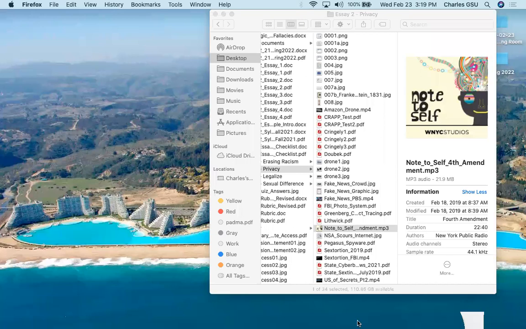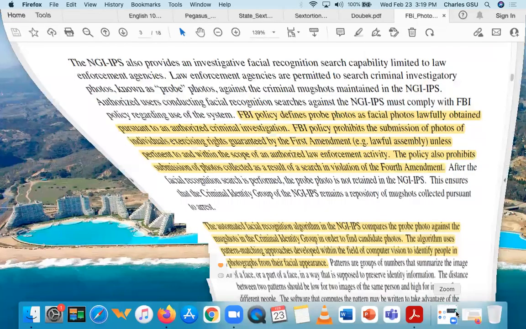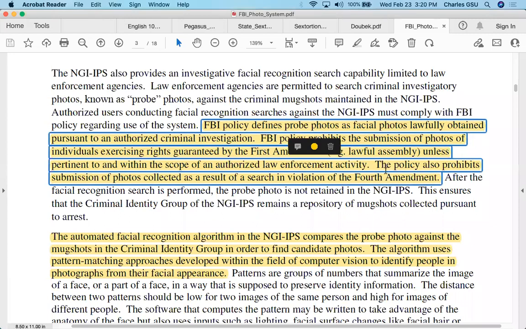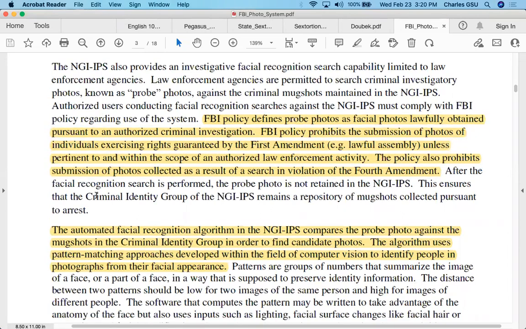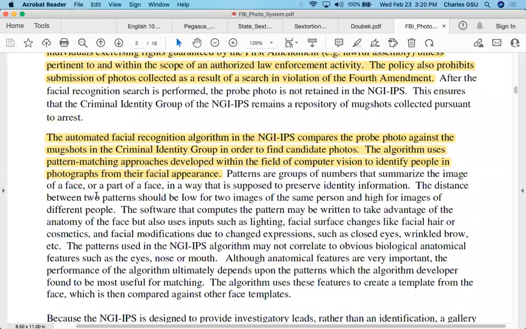So I just wanted to point that out because when we're talking here about the policy of facial photos, the policy also prohibits submission of photos collected as a result of a search in violation of the Fourth Amendment, meaning, if they're searching a house, and they happen across some photos that aren't really part of the investigation, right? They cannot be submitted to this facial photo recognition program.